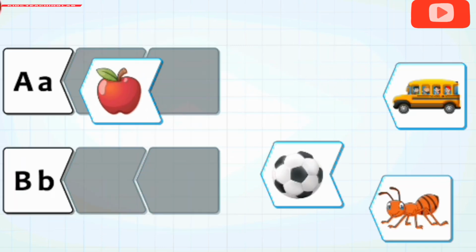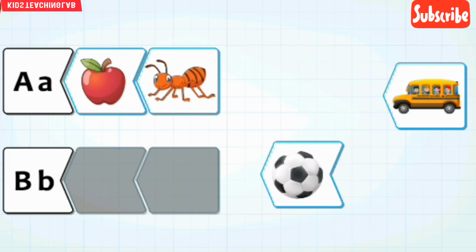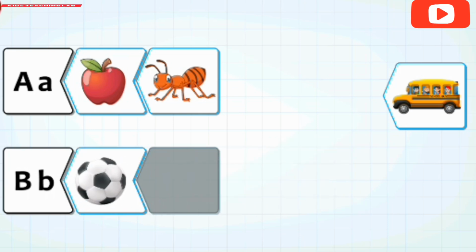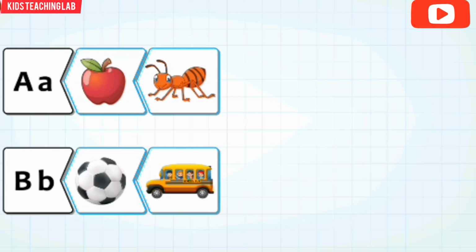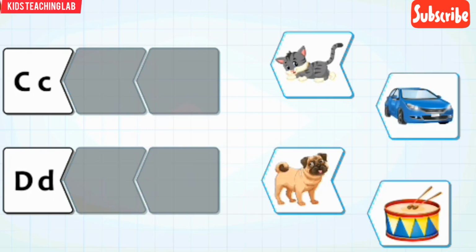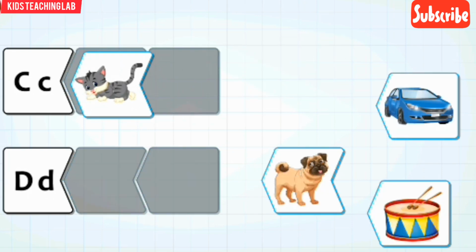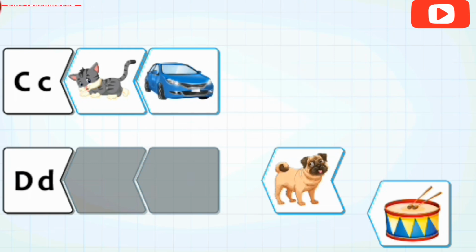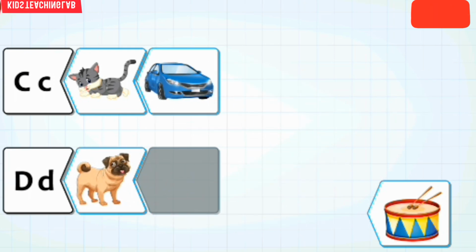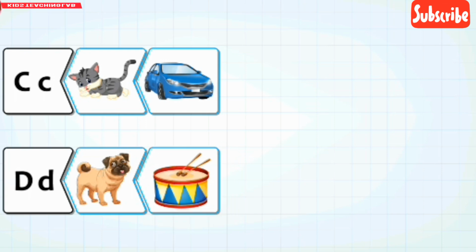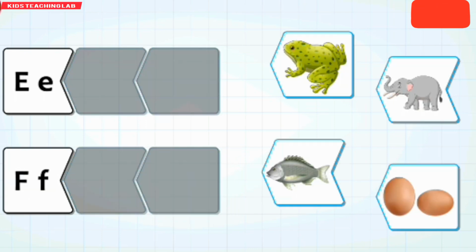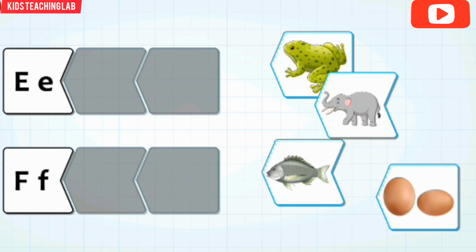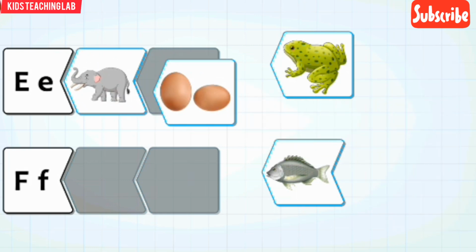A for apple, A for ant. B for ball, B for bus. C for cat, C for car. D for dog, D for drum. E for elephant, E for egg.